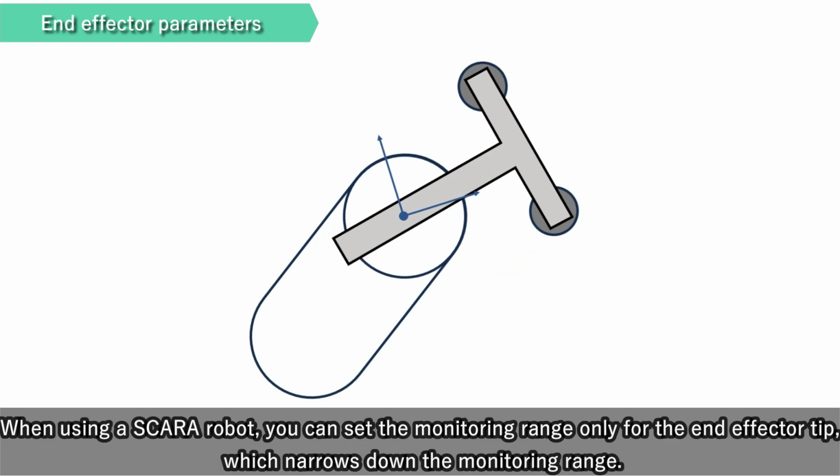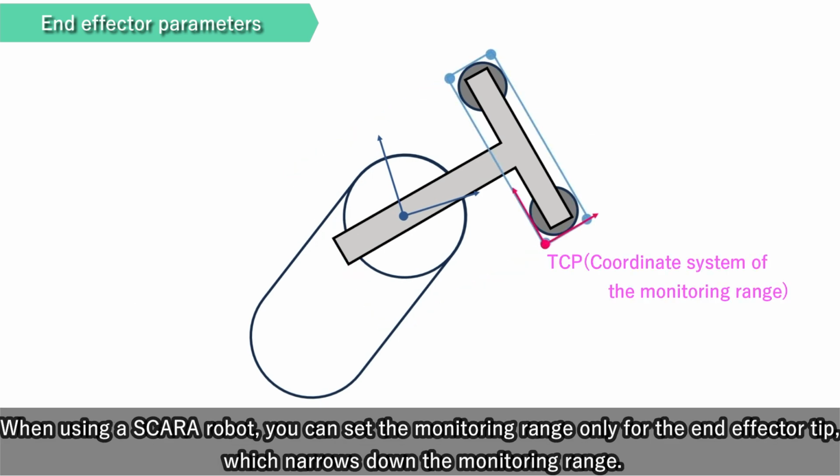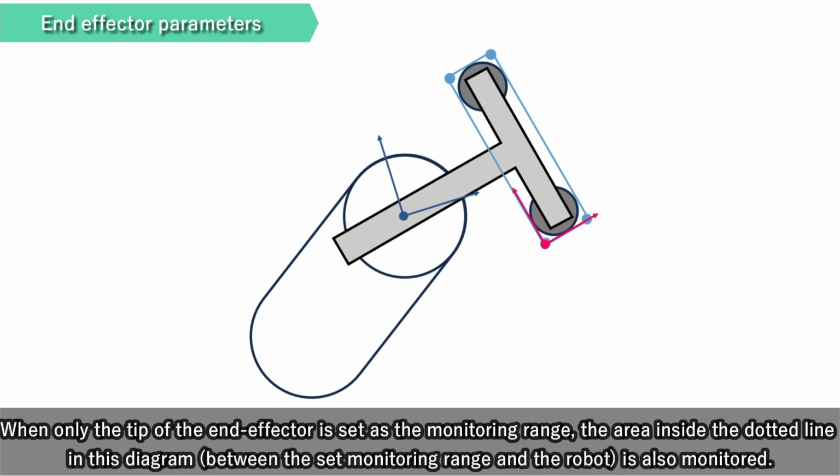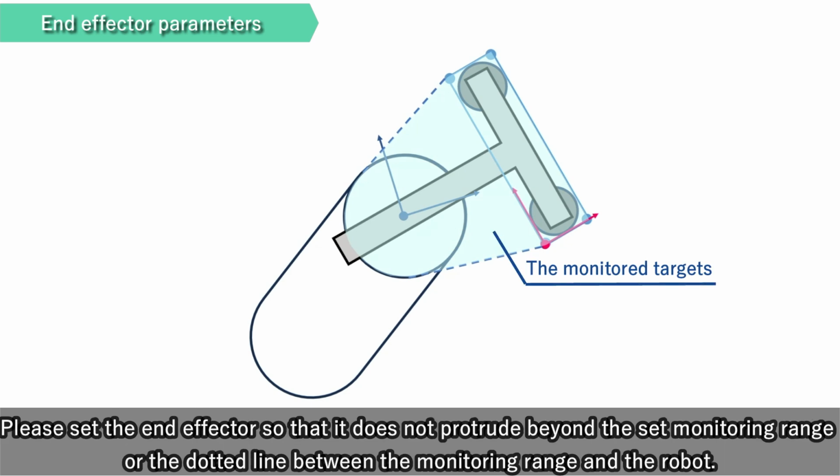When using a SCARA robot, you can set the monitoring range only for the end effector tip, which narrows down the monitoring range. When only the tip of the end effector is set as the monitoring range, the area inside the dotted line in this diagram, between the set monitoring range and the robot, is also monitored. Please set the end effector so that it does not protrude beyond the set monitoring range or the dotted line between the monitoring range and the robot.